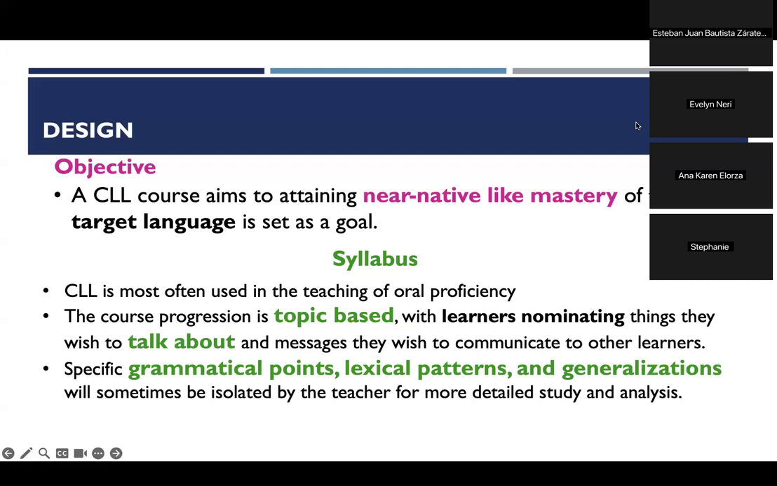Specific grammar points, lexical patterns, and generalizations will sometimes be isolated by the teacher. So imagine that in this case, you get some texts about the universe, and then you start identifying some grammar patterns and vocabulary aspects. That's the first part you need to consider when developing your syllabus for the CLL approach: what language content should I teach within the topic my students like to talk about?